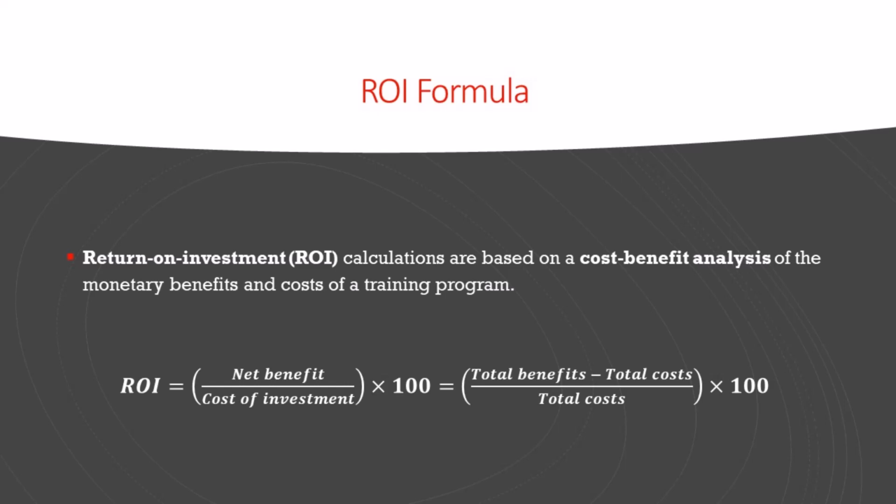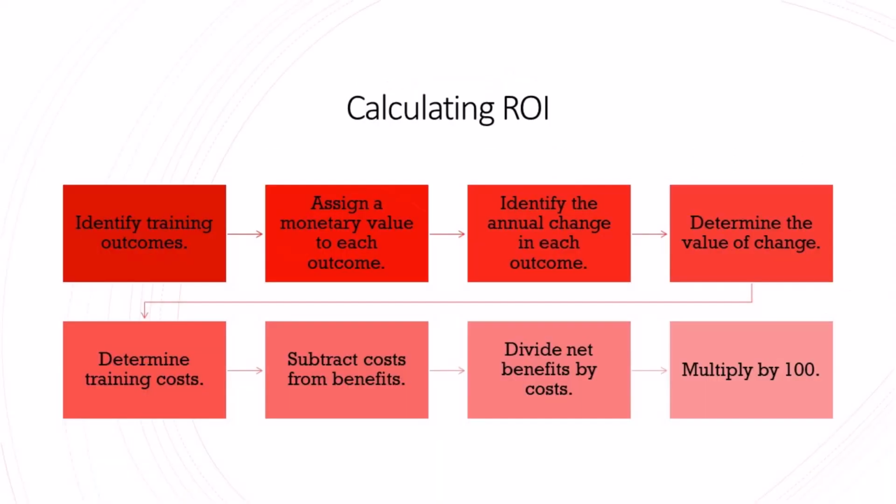This ratio gives us an estimate of how much we can expect in return for every dollar we invest in a program. To calculate this ratio, we conduct a cost-benefit analysis and identify the financial benefits and costs of a training program. This graphic represents the specific steps we need to take to calculate ROI.